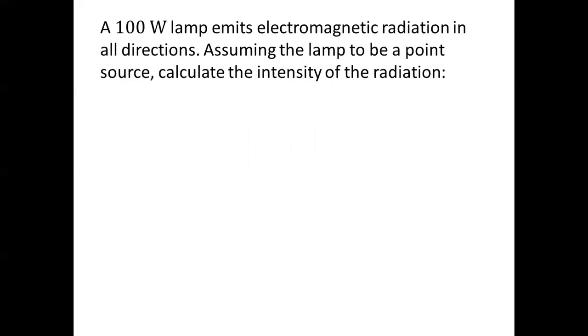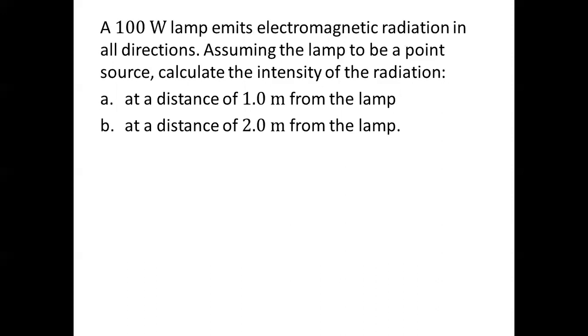A 100-watt lamp emits electromagnetic radiation in all directions. Assuming the lamp to be a point source, calculate the intensity of the radiation at a distance of 1 meter from the lamp and at a distance of 2 meters from the lamp.